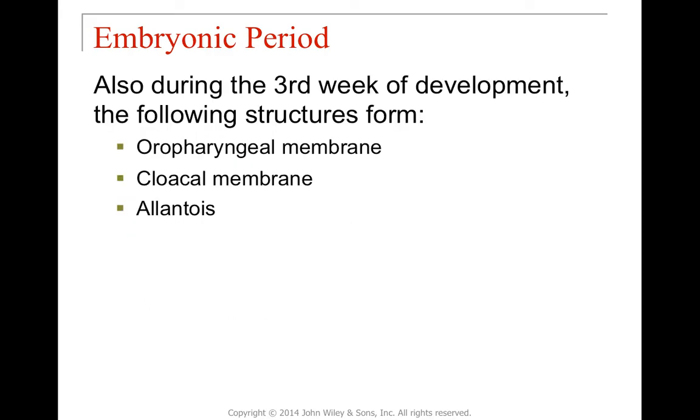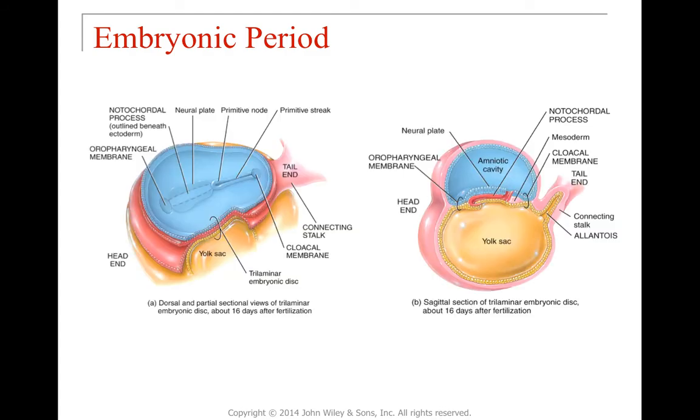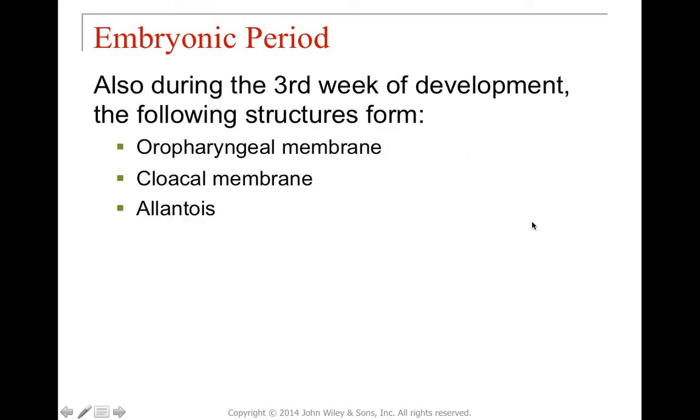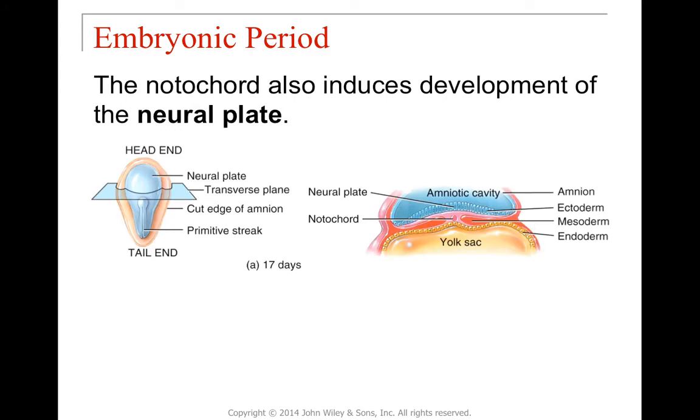All right, so some other structures are going to be created here. Again, that oropharyngeal membrane, the cloacal membrane, and the allantois is also going to be created. And that allantois is going to be a connecting stalk from the yolk sac, or connected to the connecting stalk that comes off of the yolk sac.